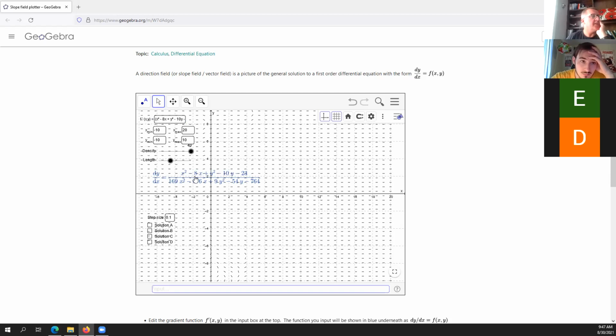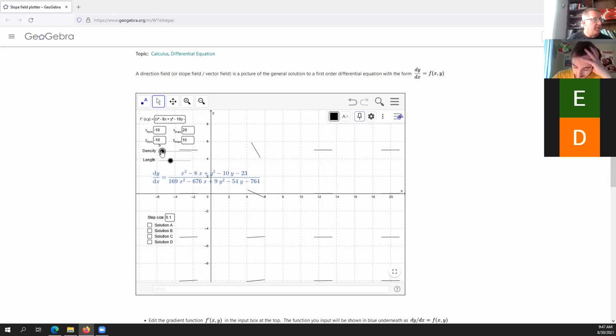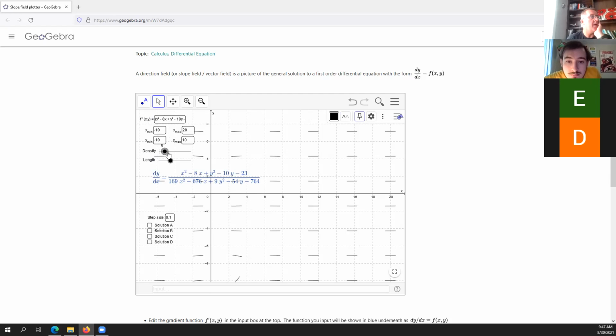I did double check to see, did that actually type? Did I succeed in typing what I think I typed? Top is good, 169 squared minus 676x. I can change the density of this to be really low so I can see a little better. Plus 9y squared minus 54y. Oh my gosh, I got it right.